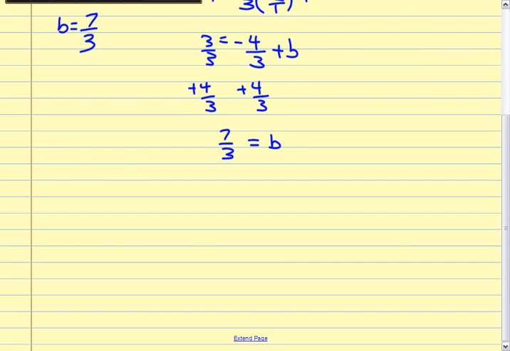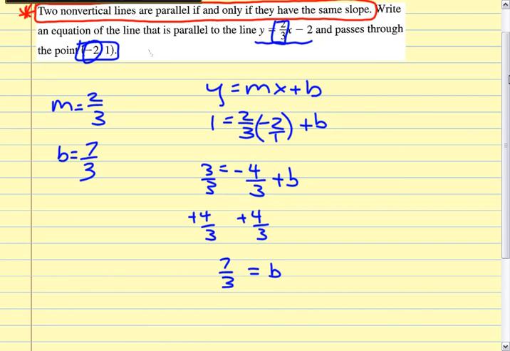Let me scoot back up here. What's the equation of the line that we're looking for, Emily? Yes, we've gotten the information that we need. Now, what's the equation of the line that we were looking for? Y equals 2/3 x plus 7/3. Beautiful.